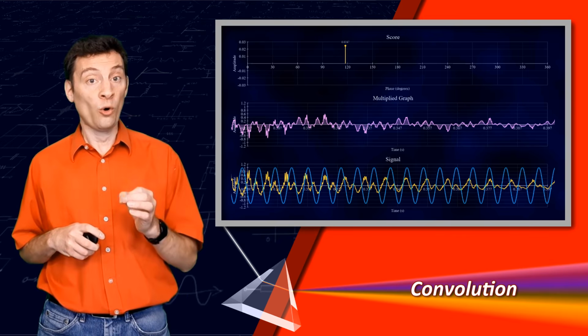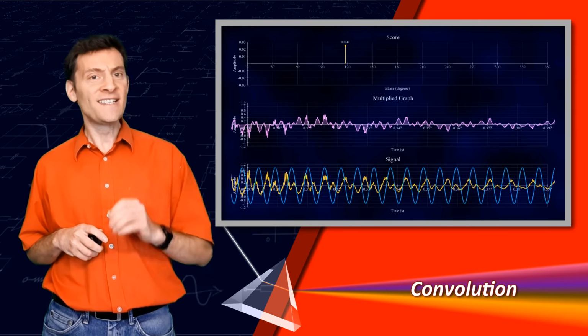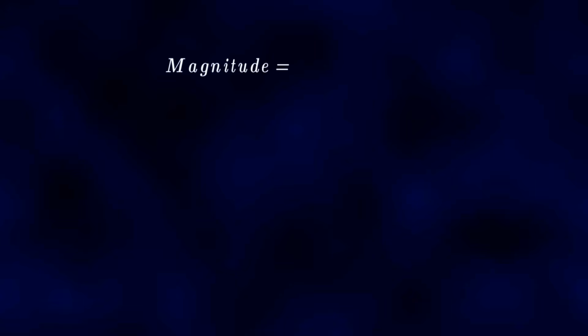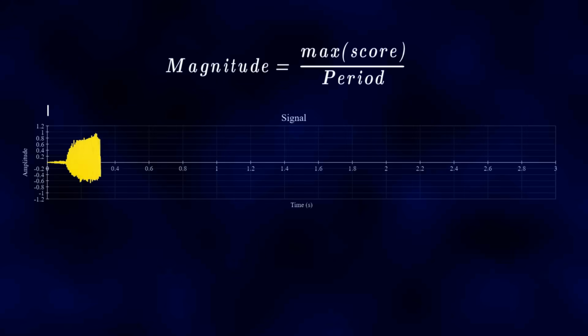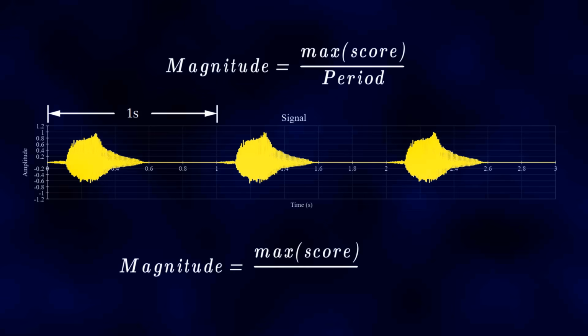Well, the score is proportional to the magnitude. However, it's not necessarily equal to it. To work out the magnitude of the sinusoid, we need to divide the maximum score by the period of the signal. This particular signal repeats once per second, so we divide the score by 1. In this specific case, because the period is 1 second, the score is actually equal to the magnitude of the original sinusoid within the signal.